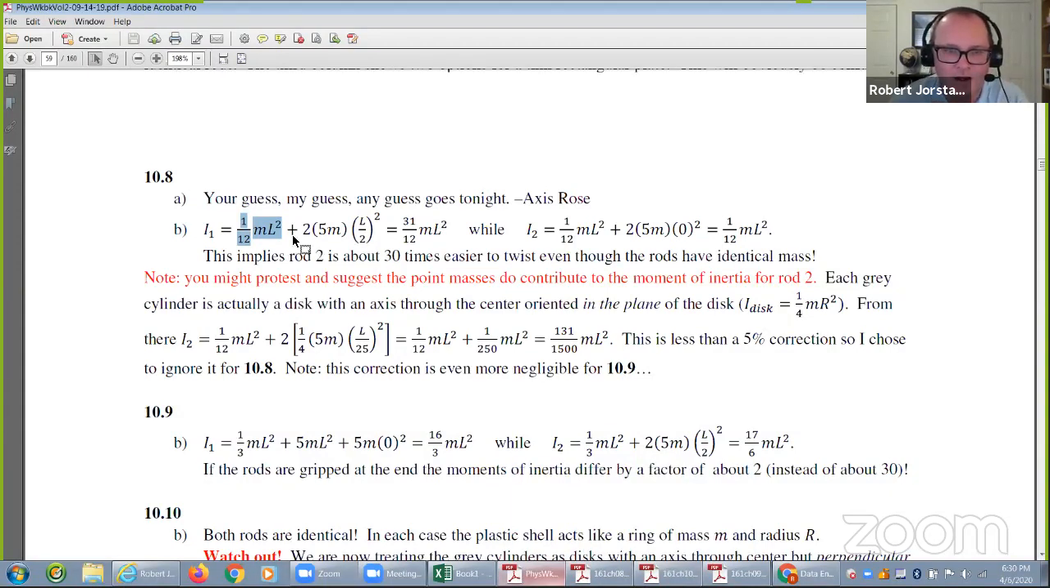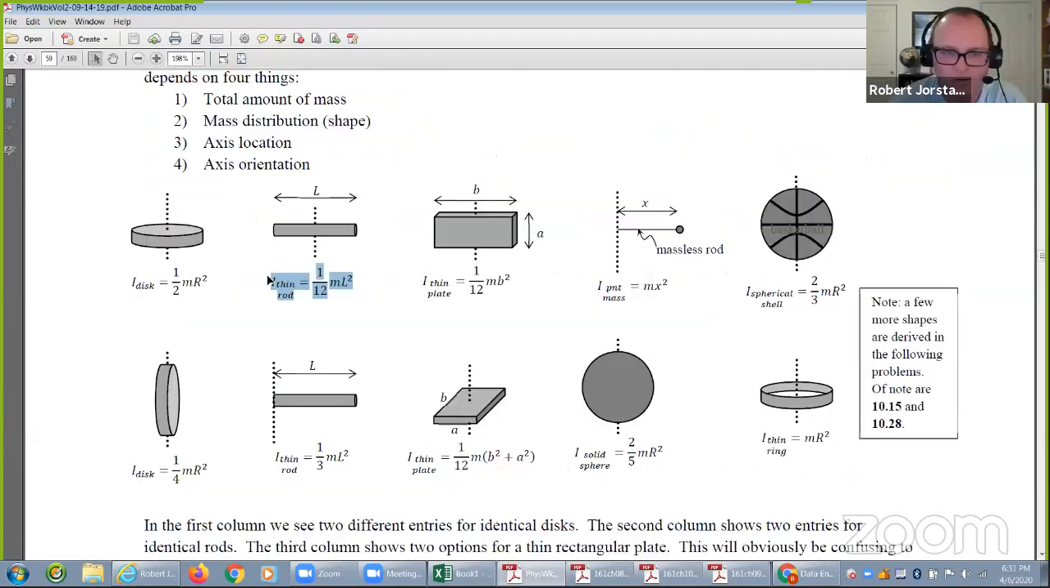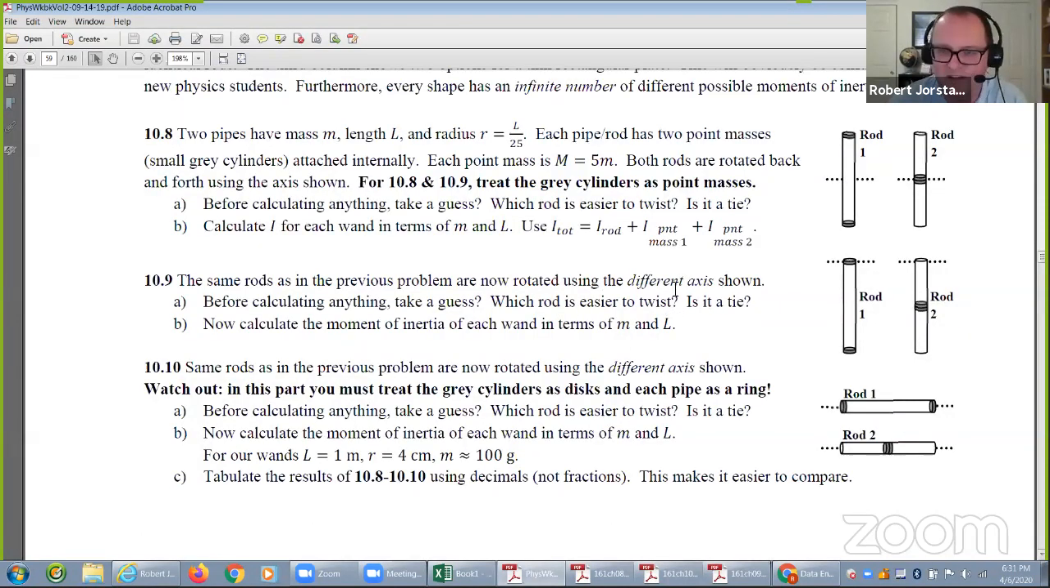And I know that a thin rod with an axis through the center matches this one. This is a thin rod with an axis through the center, right? Thin rod, axis through the center. That's why I went up and I grabbed this 1/12. Now I'm going to come down here, a point mass. That's right here. A point mass is just that mass times its distance squared.